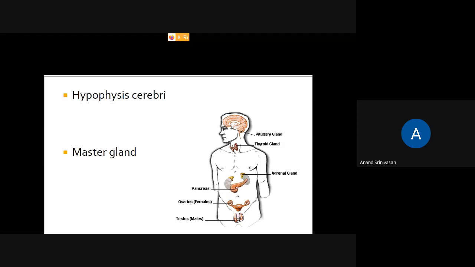So there are two types of glands: one is endocrine and another one is exocrine. Regarding those, the physiology, they will be talking in detail about it. What we are going to see is only the structures of the endocrine glands. So we are going to start with the pituitary gland.